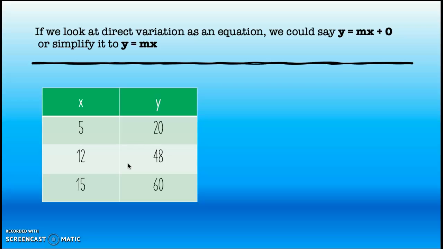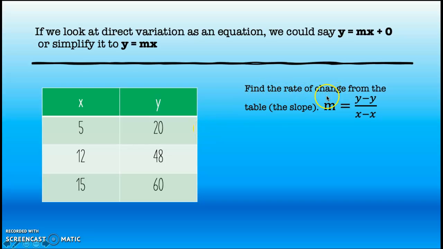Now, what if we're given a table and not a word problem? So right here, we need to write an equation representing this table and then find out, is it direct variation or not? So first we need to find the rate of change from the table, or the slope. And if you remember, the slope formula is m equals y minus y over x minus x. So the first thing I need to do is grab two ordered pairs from this table. I'm going to grab 5, 20 and 12, 48. So first I need two y values. Well, 48 and 20. So I'm going to plug those in up top, 48 minus 20. And on the bottom, what x value went with that 48? 12.